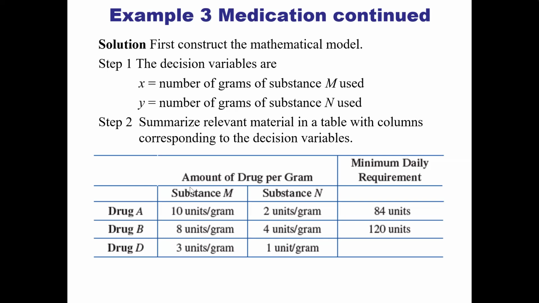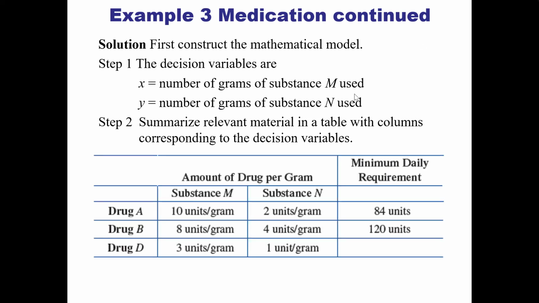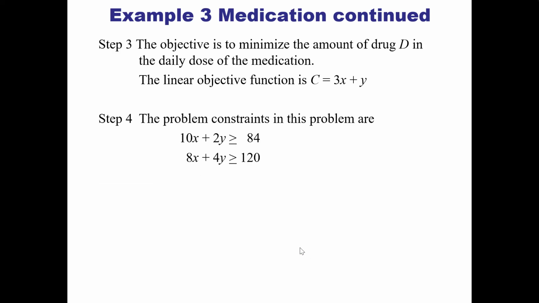Those are going to be our constraints that we're going to write into our problem. Again, X is M, Y is N. It makes it really confusing when we're changing one letter for another, but it'll work. We want to minimize the amount of drug D in the daily dose. So our objective function is C equals 3x plus y. That's what we're trying to minimize.